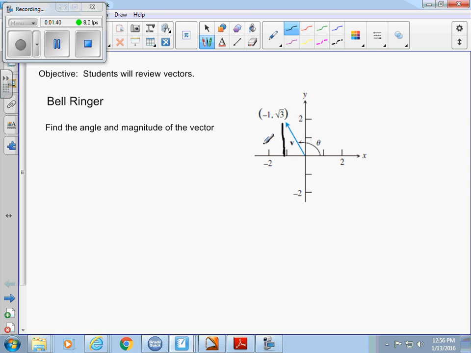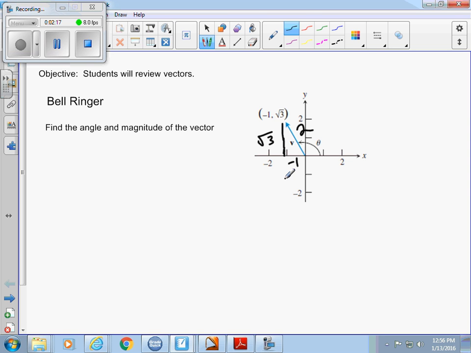This height is radical 3. This distance is -1. How do I know that? The coordinates. The x is the left and the y is the height. Well, what's the length of that? No work necessary. Why no work necessary? Because it's special. It's a 30, 60, 90 triangle, so I can just recognize that as a 1, 2, radical 3. If you couldn't recognize it, what do you do?